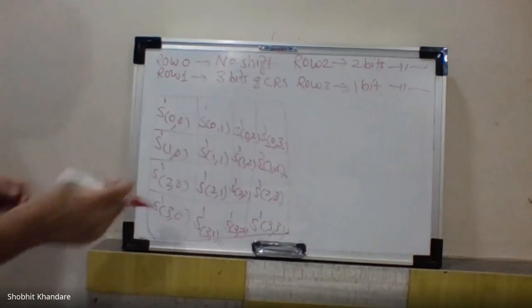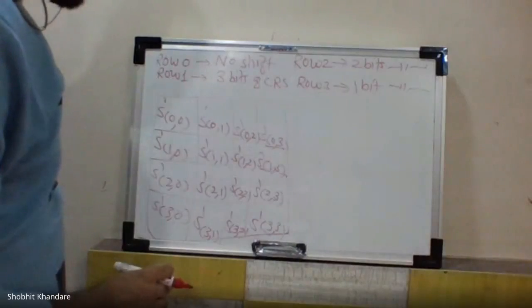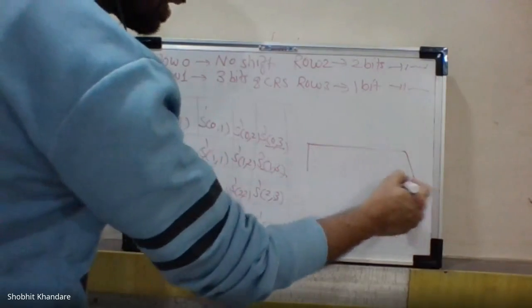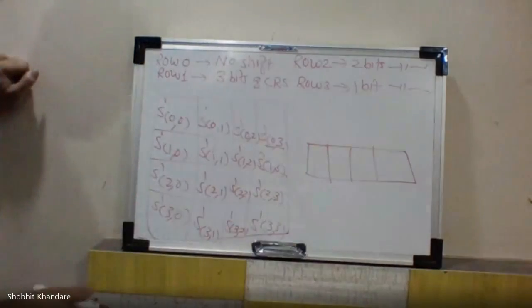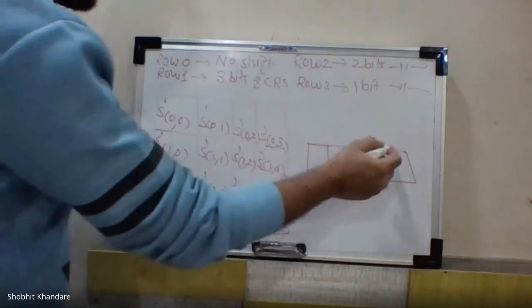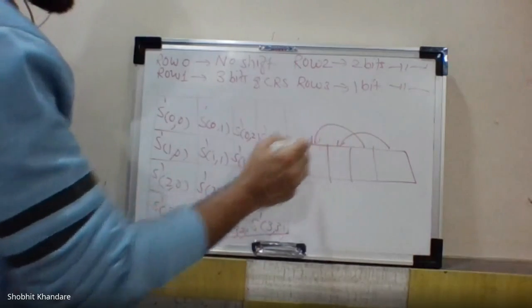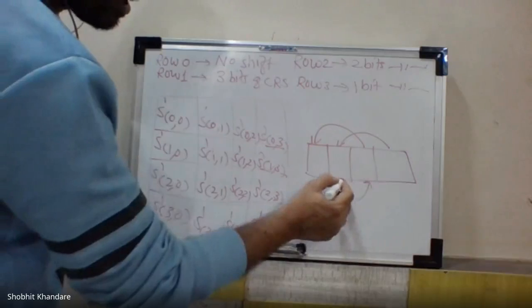Now we'll see what will happen to row number 2. Row number 2 is the 2 bits of shift. Again, write down the heading as 2 bits of circular shift and draw this figure. And 2 bits of shift will be how? This bit will be shifted here. This bit will be shifted here. And this bit will be shifted here. And this bit will be shifted here.